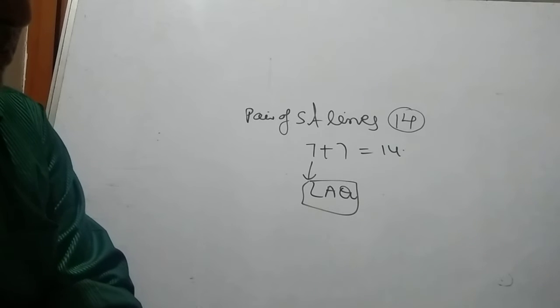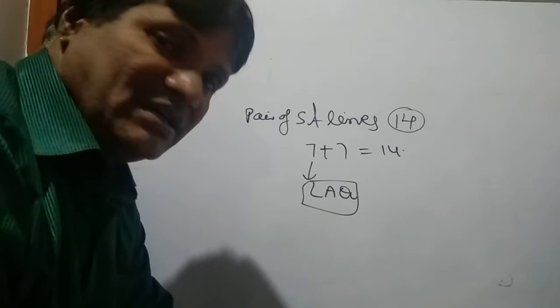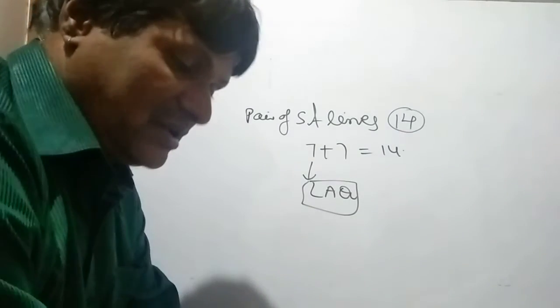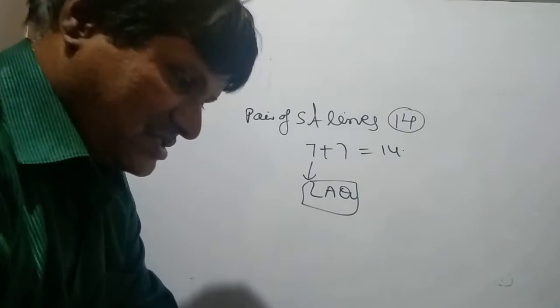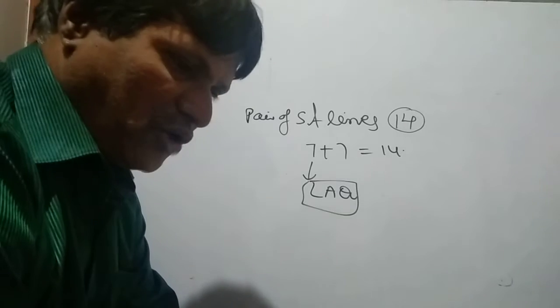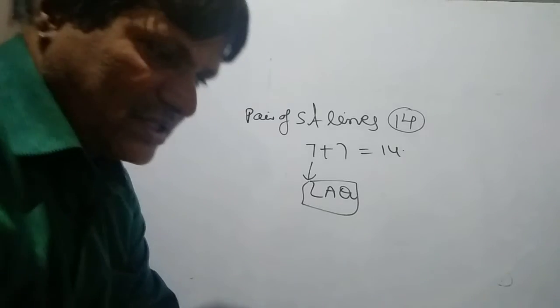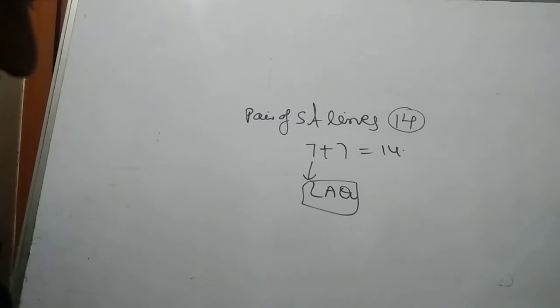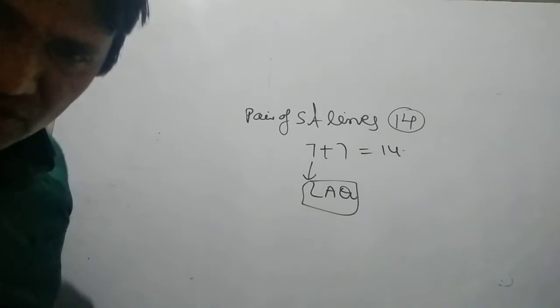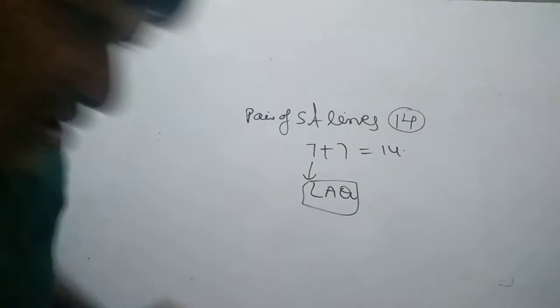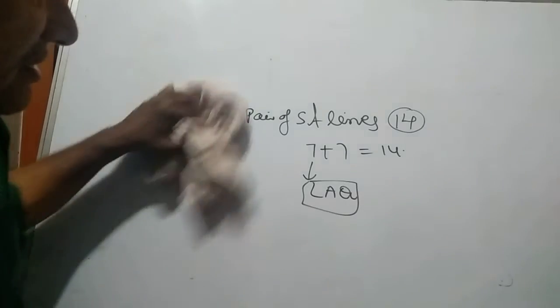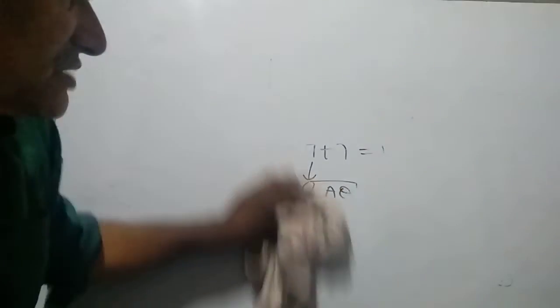In that, one problem may be on homogenizing, but one problem will come from theorems. That too, one important problem I am going to explain to you. That's a sure question. The first year exam is probably next month, around April 21st. So we should prepare for this pair of straight lines question. The 7 marks question is very important.